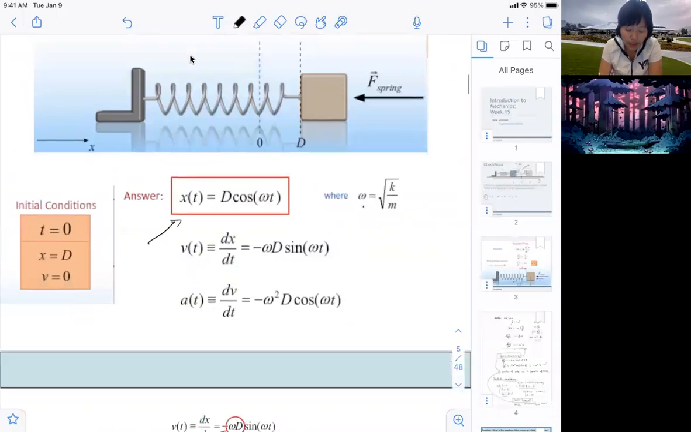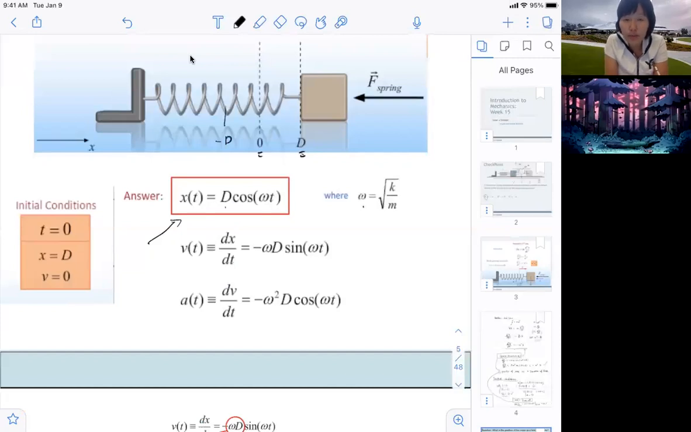Now you can see that just like how you find the amplitude d for your position, you can find your maximum value for your velocity. It's going back and forth, back and forth. Where do you think the mass will experience the largest speed? At x equals 0, right in the middle.